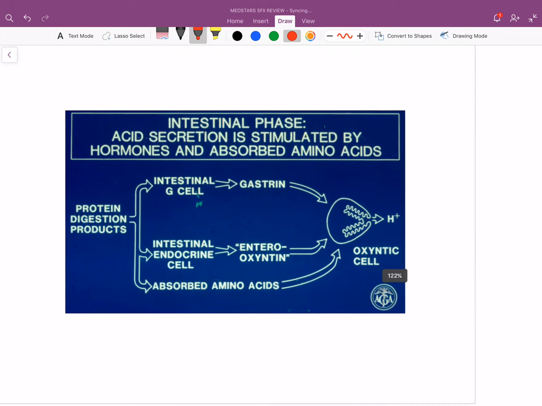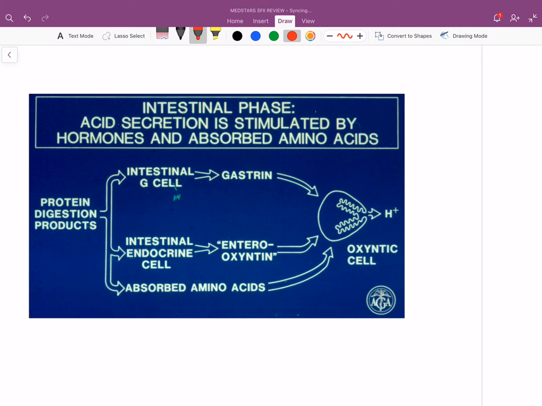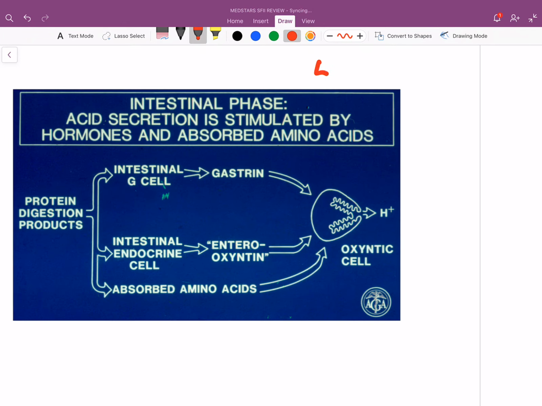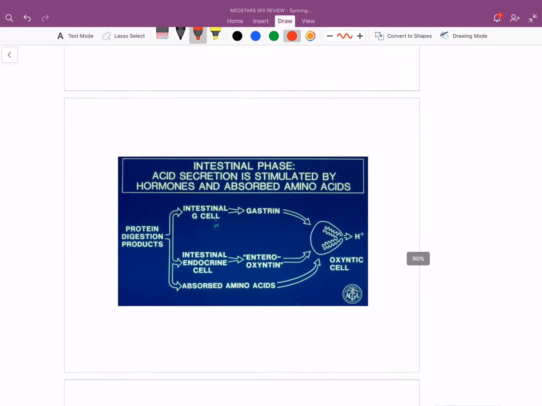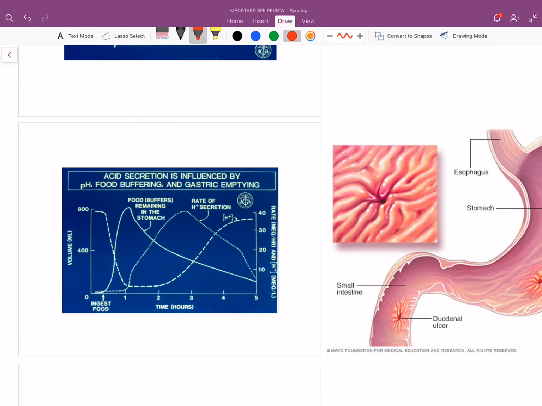Again, the intestinal phase is when the food is in the small intestines and the colon, not in the stomach, right? And then right here, you have very, very little gastric acid secretion. I think in the slide earlier it said 5%.